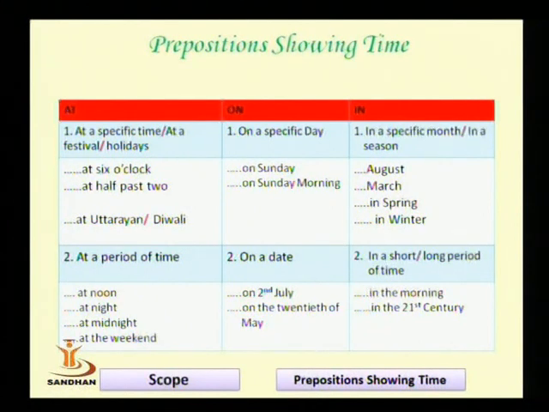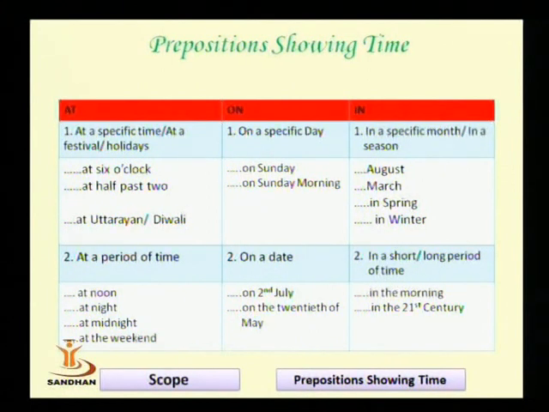Now come to the next row. It is about on: on a special day, on a date. So we learned that on can be used before days and dates. And the third one is about a month, a season, and a short or long period of time. Fine. So now let's revise all the examples that have been given in the third and last row. Let's have a look.